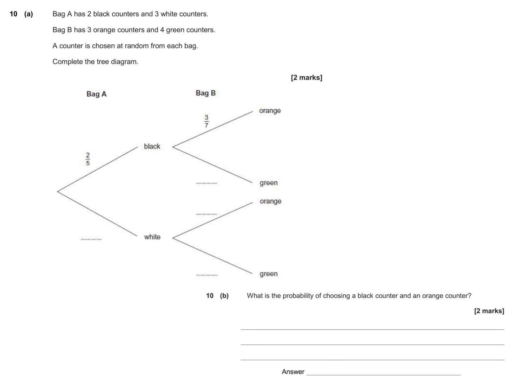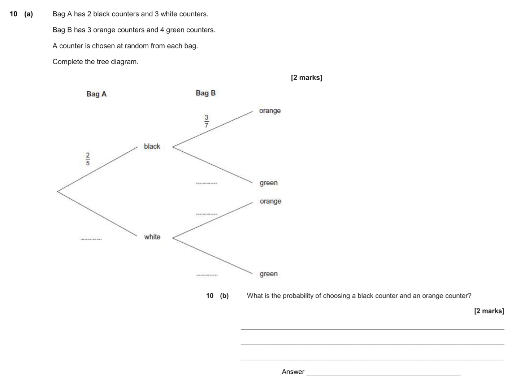Question 10. Bag A has 2 black counters and 3 white counters, and then bag B has 3 orange counters and 4 green counters. A counter is chosen at random from each bag. Complete the tree diagram. Okay, so both of the branches of the tree are going to have to add up to 1. You can even check a bunch of stuff in the question.